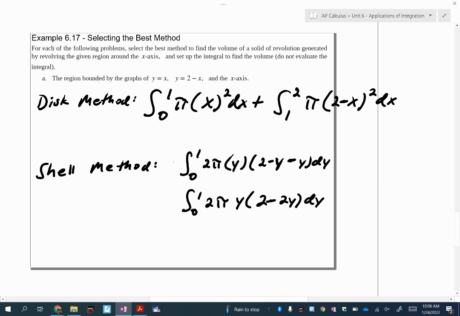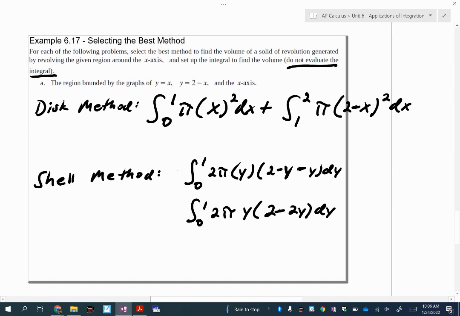And it's up to you which one you'd want to choose. Both would give you the same answer. And I don't have to do these. It says do not evaluate the integral, but some students might choose the second one because there's only one integral. Some students might choose the first method because even though there are two intervals, they are in terms of x, and that might be something you're more comfortable doing. Okay, so those are the two methods there that would work.